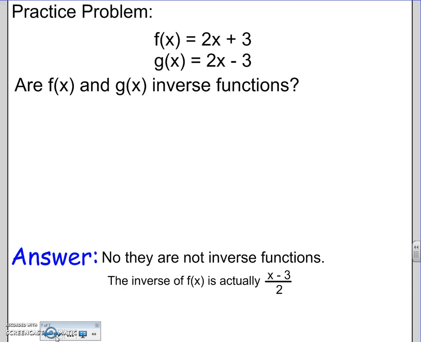Alright, so as always, I leave you all with the practice problem. Here are two functions. Are they inverses of each other? The answer is no, they're not inverse functions. You could do the composition, graphing, or I'd just pick one and try to find the inverse. So for example, I wrote down here the real inverse of f of x should be x minus 3 over 2 and not that 2x minus 3.